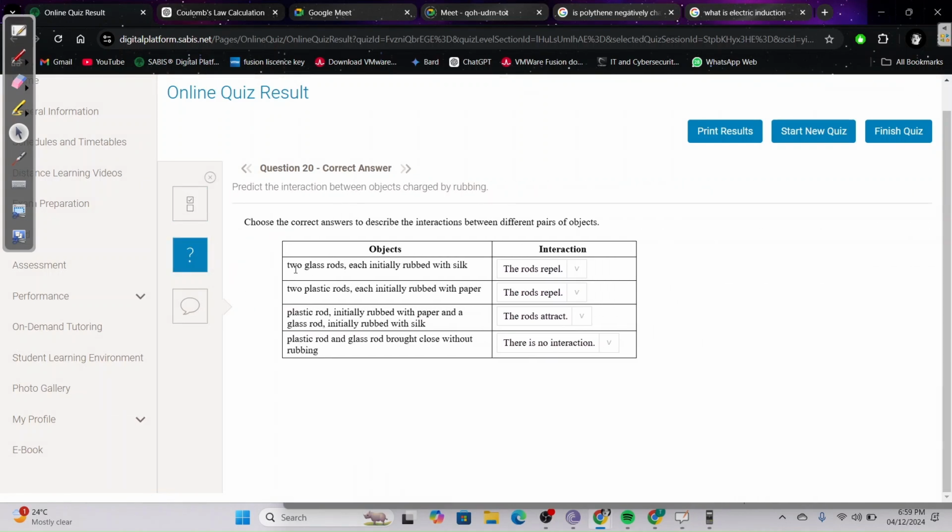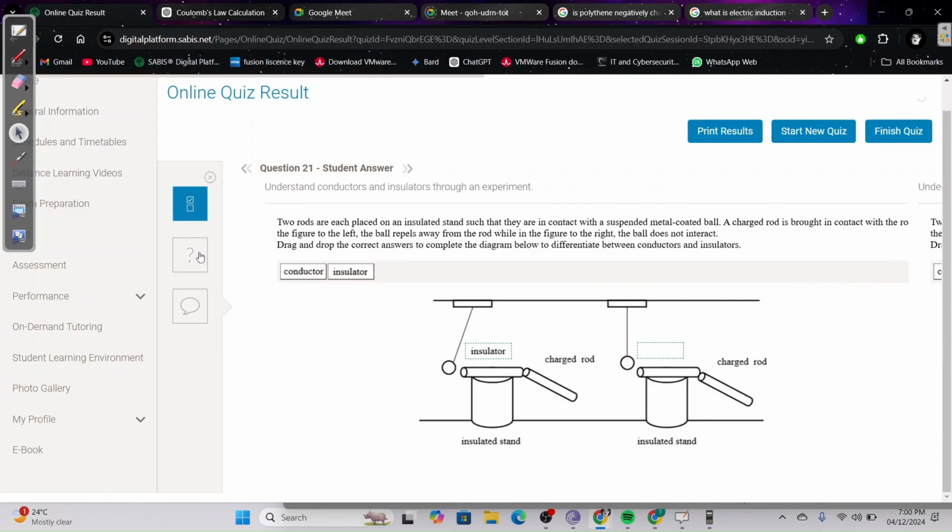Choose the correct answers. Two glass rods: initially, they repel. Two plastic rods, same material in both: the rods repel. Plastic rod with glass rod: now remember, the glass rod is positive and the plastic rod is negative, so they're going to attract. They both will be rubbed with the silk, keep that in mind. Plastic rod and glass rod brought close without rubbing: no interaction, because they're not going to be charged.